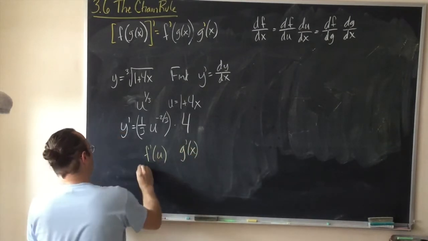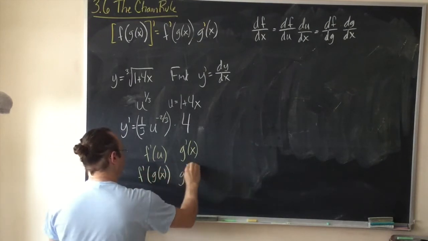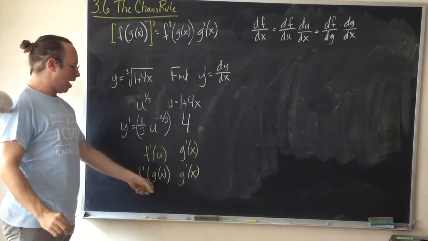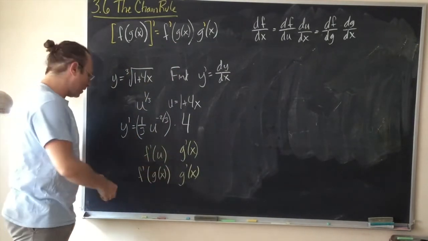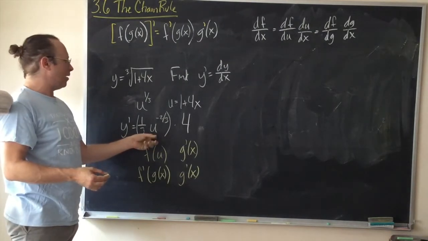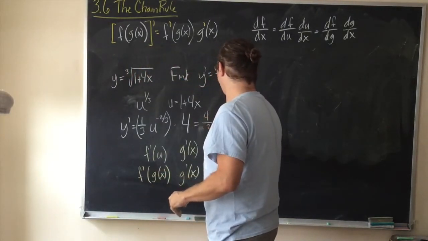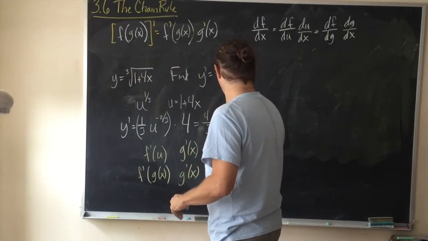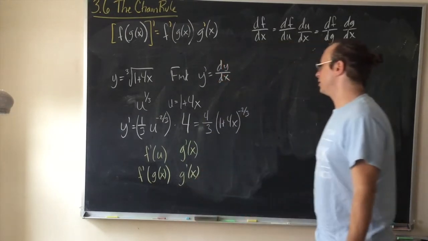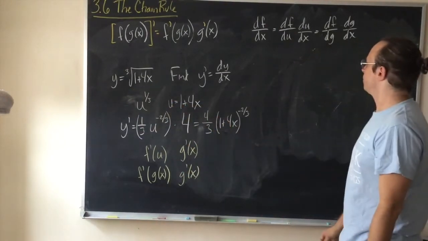And of course, u we just said is actually the inside function. So this is faithful to what I said up here. It's f prime of g of x times g prime of x. Of course, I don't want my final answer to have u's in it because the question's about x's. So I'm going to change this to 4/3 times 1 plus 4x to the negative 2/3. I started with x's. I want to finish with x's.